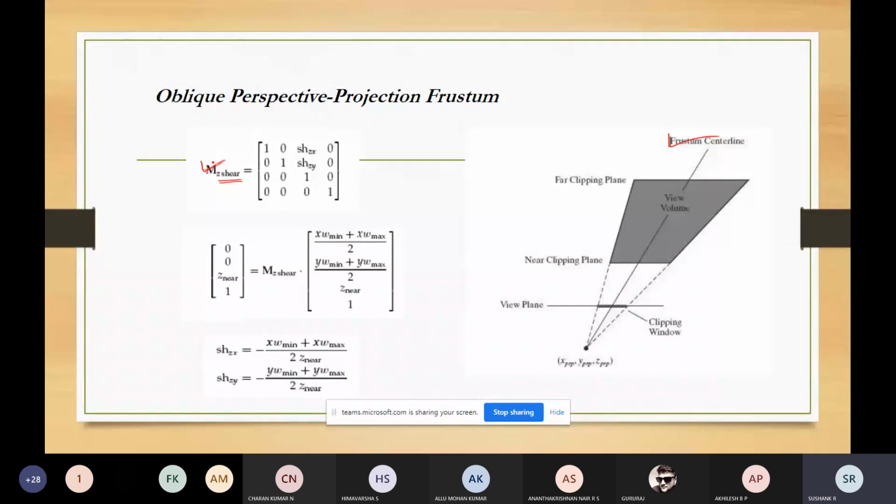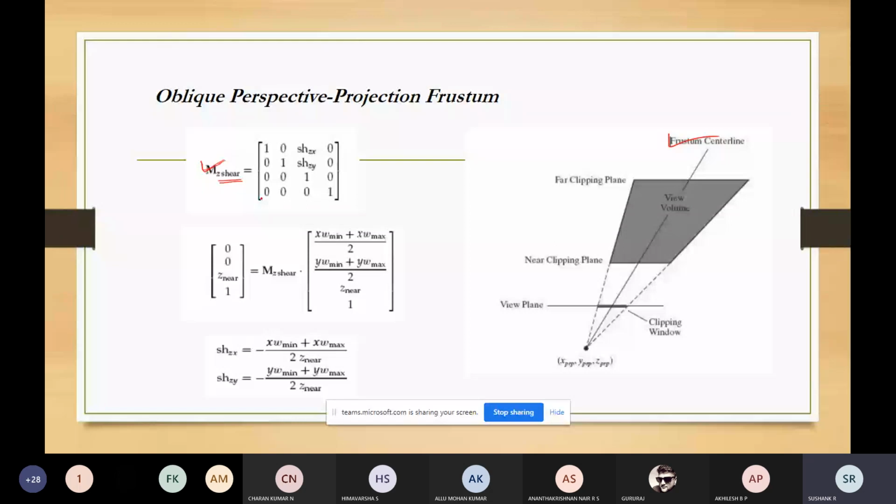So we should have a shear transformation along the z-axis. It will shift all the positions on the plane which is perpendicular to the z-axis by an amount proportional to the distance of the plane from the specified z-axis reference point. The z-axis reference point is nothing but z PRP, the projection point of the z coordinate.